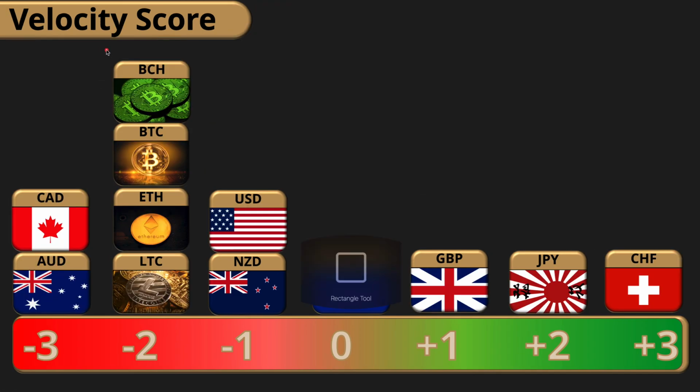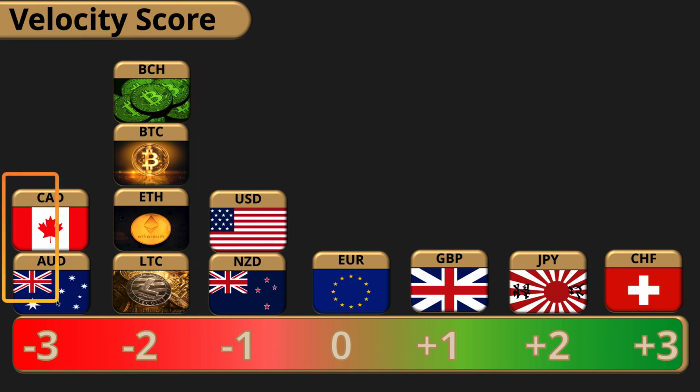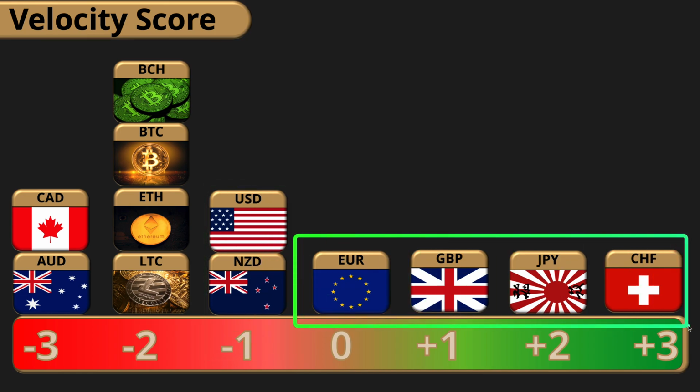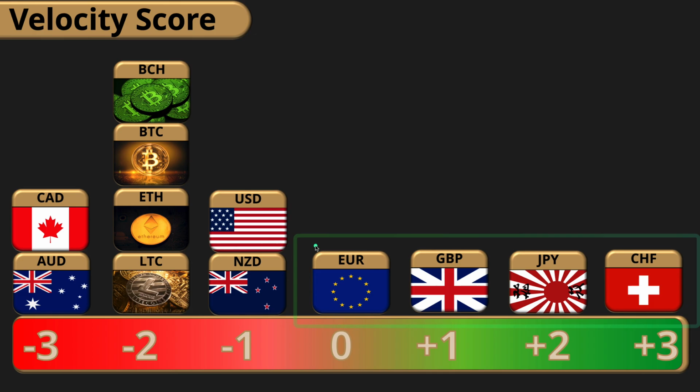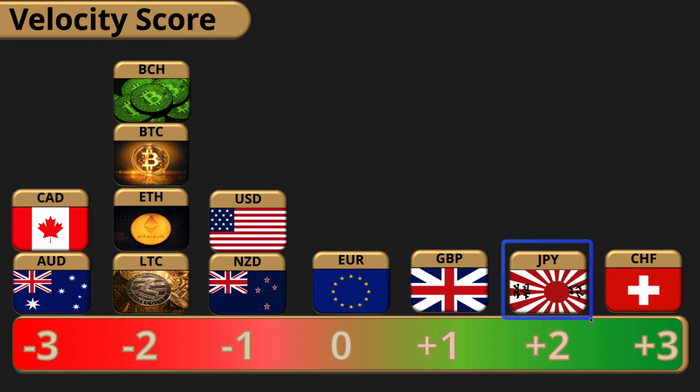On the velocity score, you can see that the cryptos are all at a -2, but look at a -3 on the Aussie and the CAD. Kiwi was staying at a -1, but I'll be paying close attention to these. The dollar was at a -1, but look at that. It's pretty spread out across the board here. All the European currencies are where the strength is, except the yen, which really surprised me after that big move late last week.